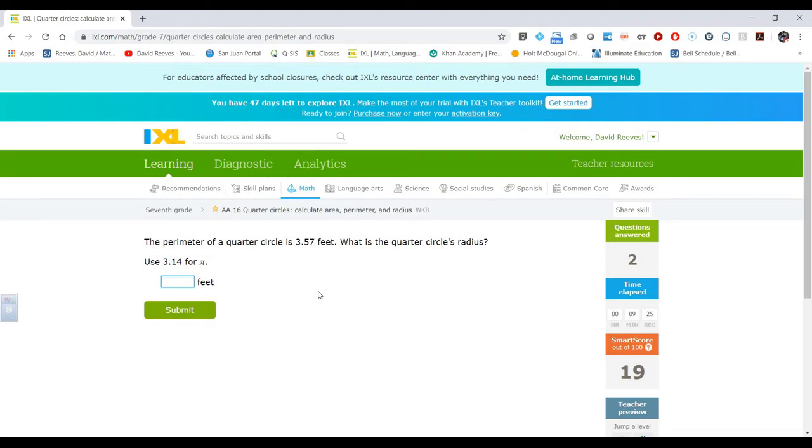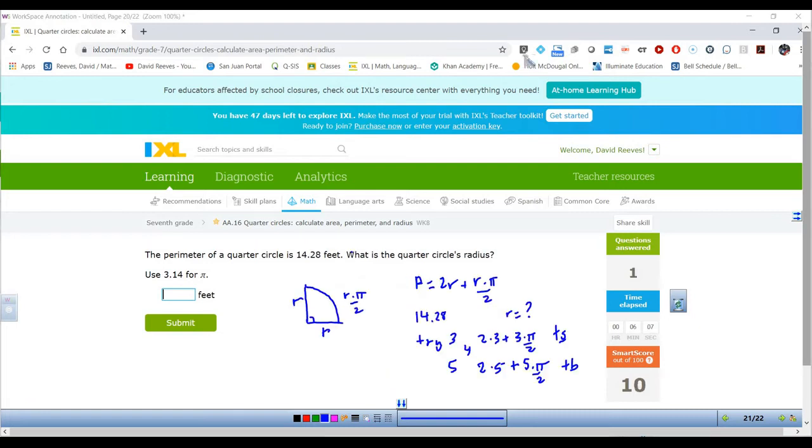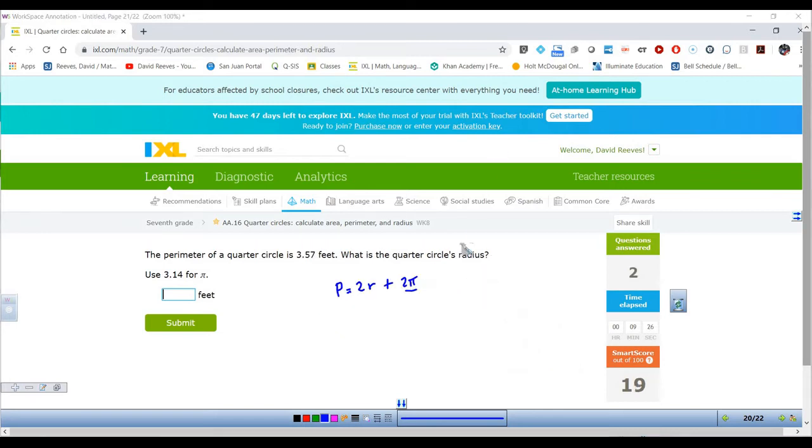What is the radius? Okay, so again, the formula for perimeter, have you memorized it yet? Is 2 times the radius plus, what was it? It was 2 times pi. Is that what it was? The radius times pi? What was the formula? See? All right, it's the radius times pi divided by 2. The radius times pi divided by 2. See, even math teachers forget formulas sometimes.